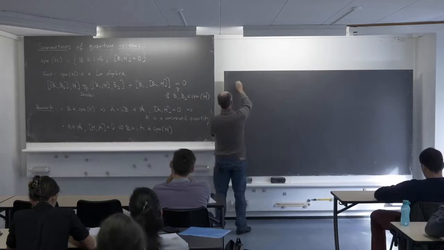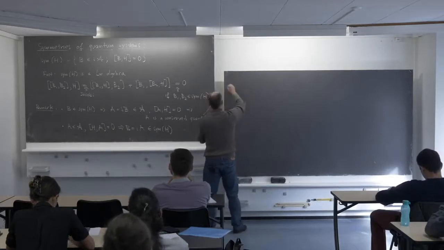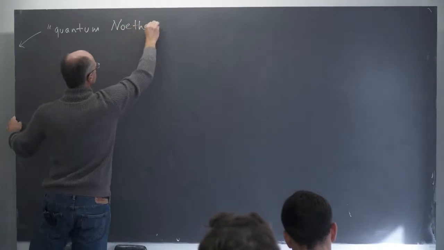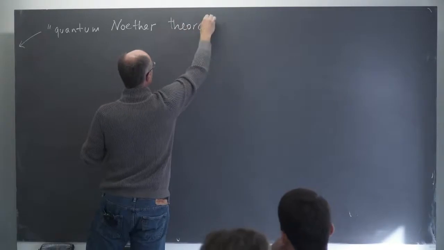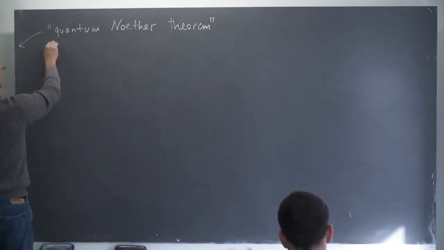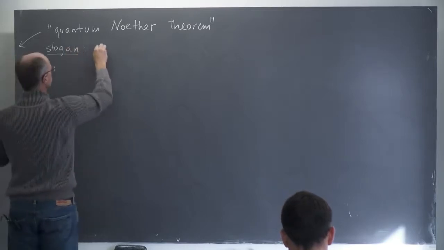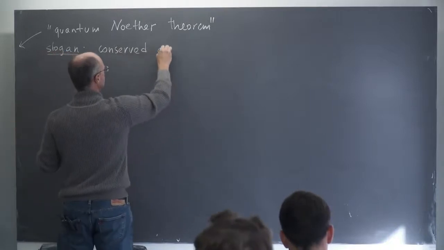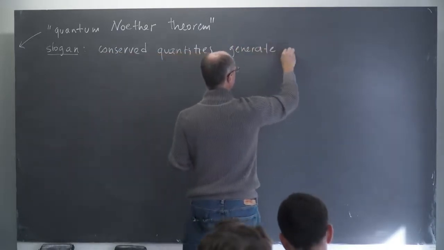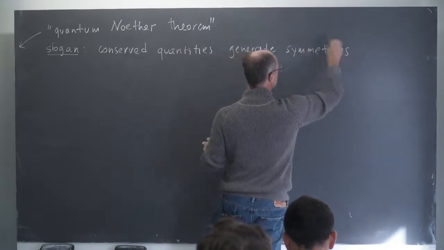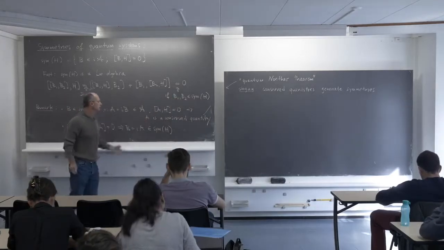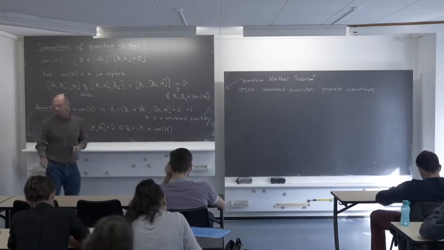So this is a quantum Noether's theorem. Well, probably here it does not quite deserve the name theorem. Or you can also formulate it as a slogan: conserved quantities generate symmetries. So it goes both ways, as we see. Given a symmetry, you automatically get a conserved quantity. Given a conserved quantity, you automatically get a symmetry.